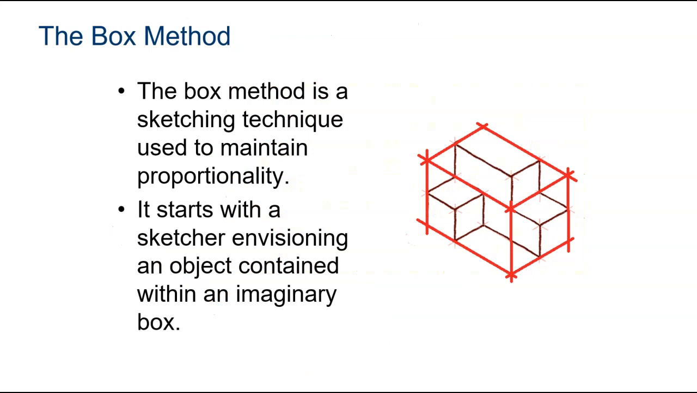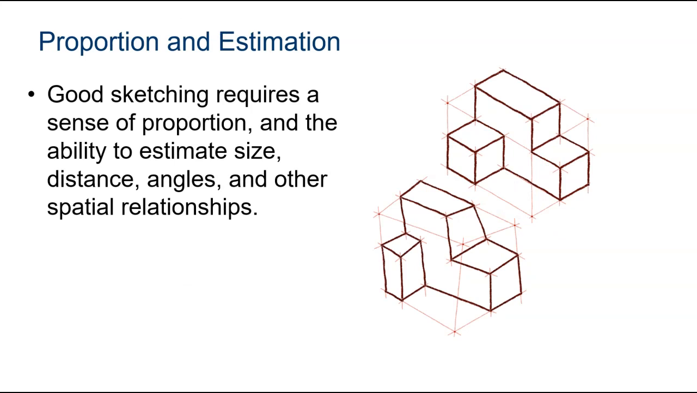When you're sketching an isometric, you can use a method called the box method. This is a method where you maintain proportionality by drawing a large box that your part can fit inside of. Also keep in mind proportion and estimation. Good sketching requires a sense of proportion and ability to estimate size, distance, angles, and other spatial relationships.